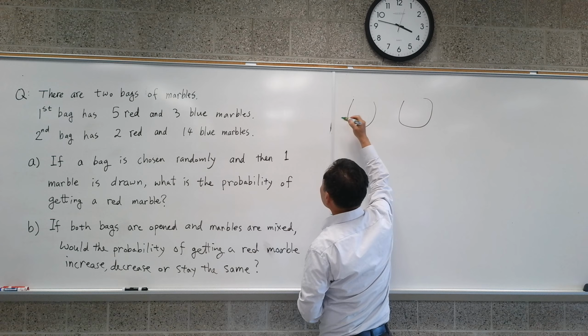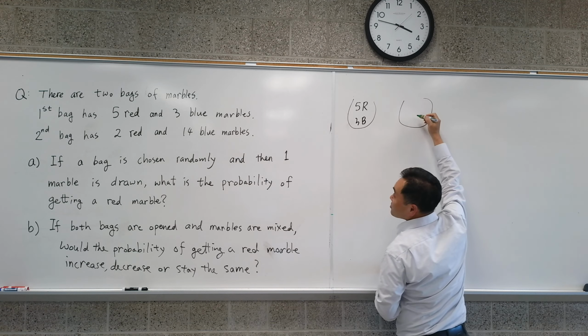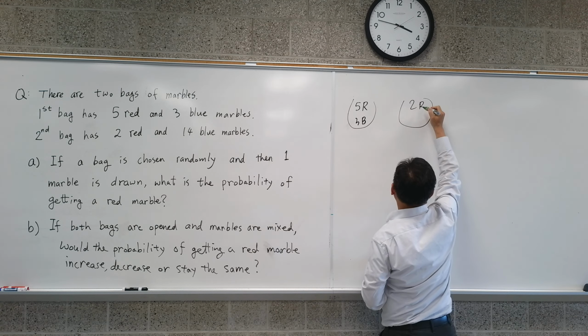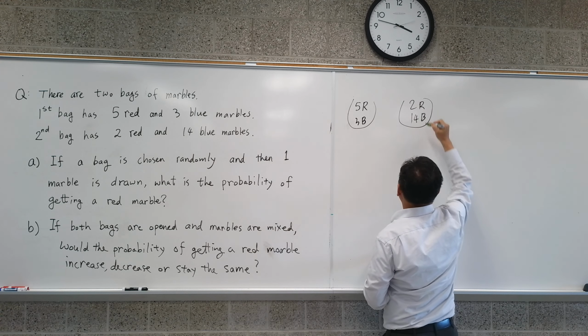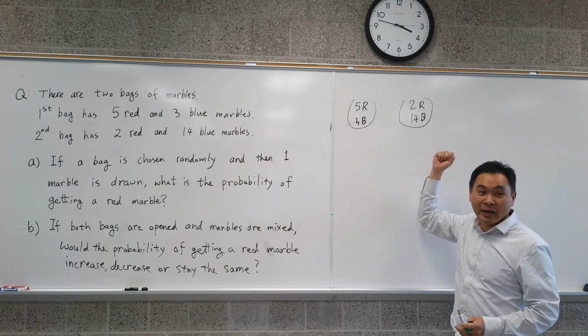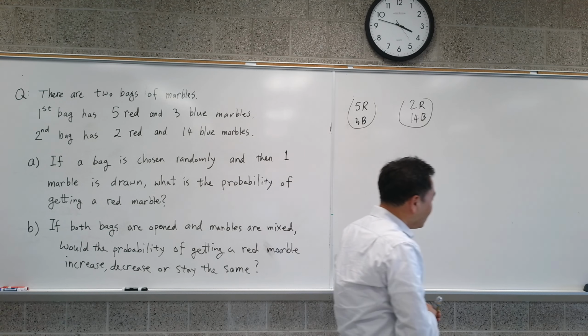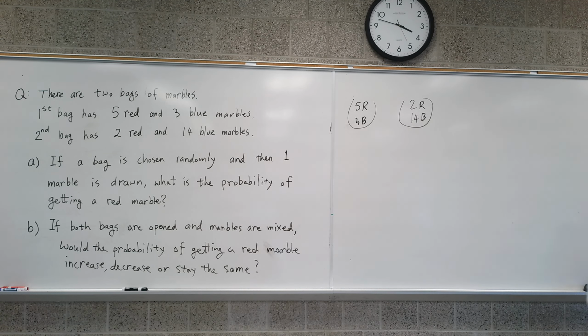Here's a probability question. You have two bags. The first bag has 5 red and 3 blue. The second bag has 2 reds and 14 blue. And the question is, if you randomly pick a bag, and you pick one marble out, what's the probability of getting a red marble? It's not so easy to approach it just using probability formulas.